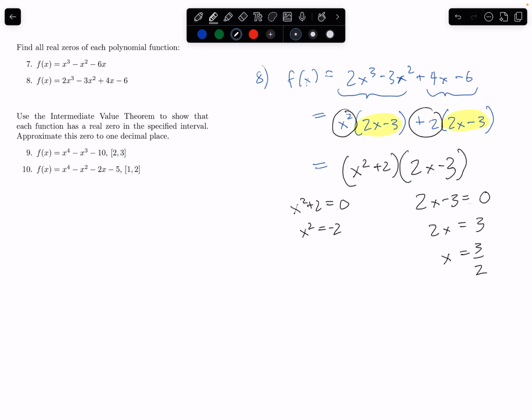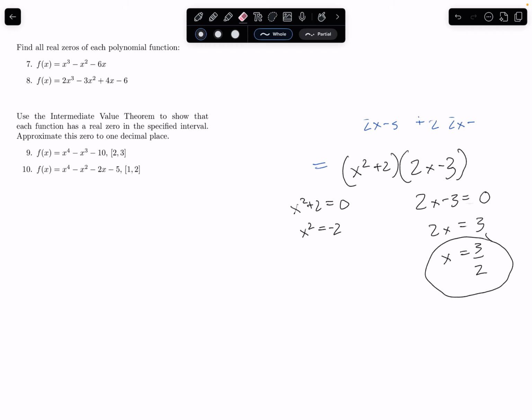If x is 3 halves, then that's going to turn this piece 0. 0 times anything is going to be 0. So you have one real root, which is just x equal to 3 halves. And that's it. That's all the real zeros. There's only one real 0. That was number 8.